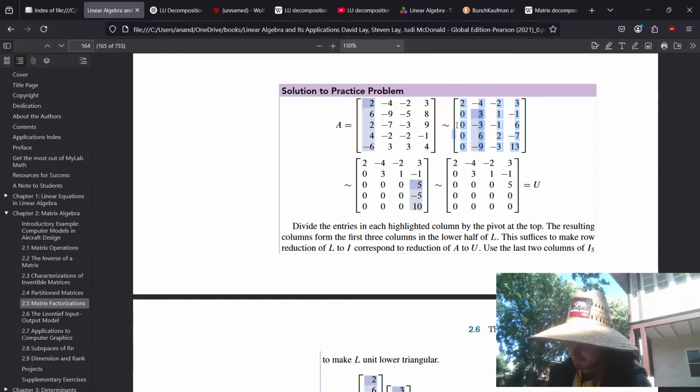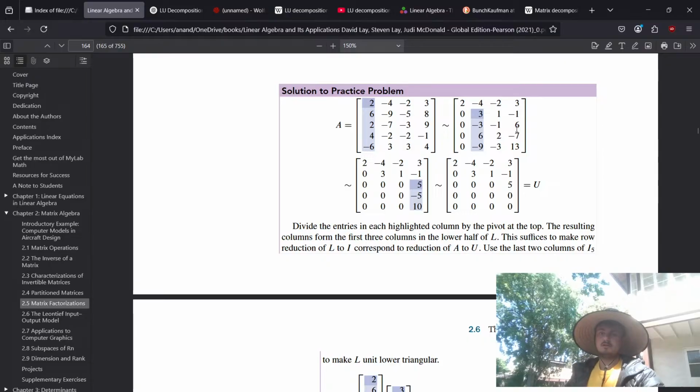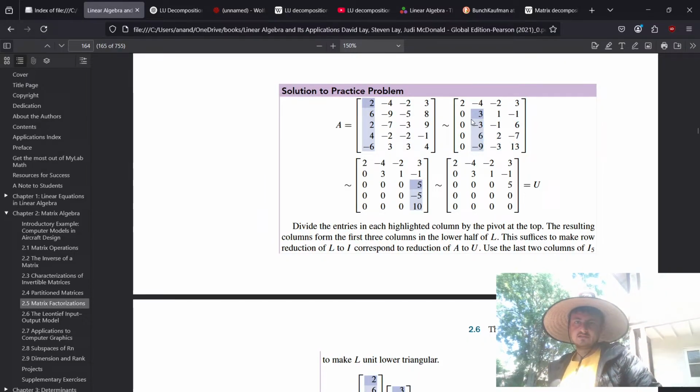Okay, then the third column is 2, minus 7, minus 3, 9, plus minus 2, 4, 2, minus 3. So we're going to get 0, minus 3, minus 1, 6. Is that correct? 0, minus 3, minus 1, 6. Okay. Then we need to do the next.